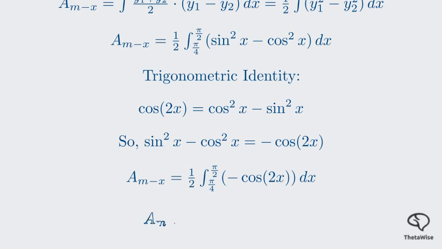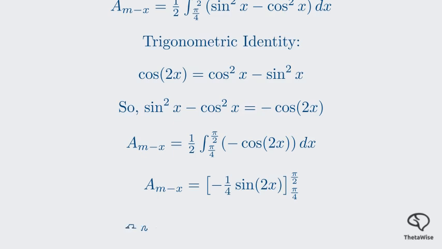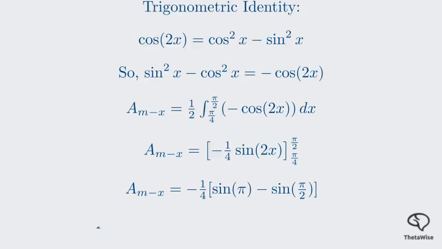The integral of negative cos 2x is negative sin 2x over 2. So we need to evaluate negative 1/4 sin 2x from pi over 4 to pi over 2. Plugging in the limits, we get negative 1/4 times the quantity, sin of pi minus sin of pi over 2. Sin of pi is 0, and sin of pi over 2 is 1. So this is negative 1/4 times 0 minus 1, which equals positive 1/4 or 0.25 cubic units.